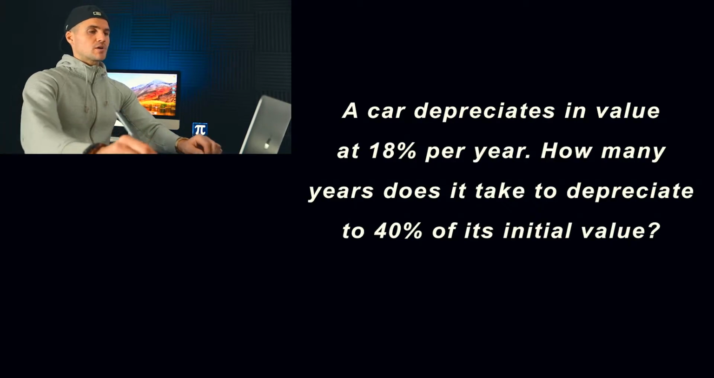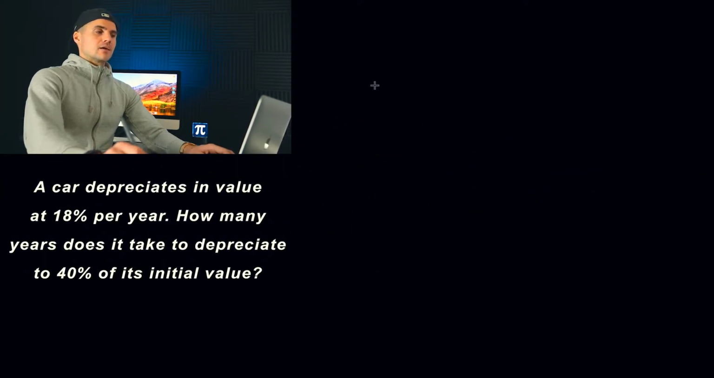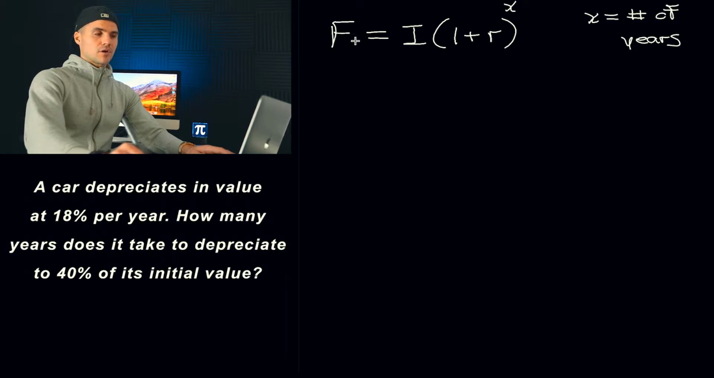So I wanted to do a couple of questions like this where notice in this particular case, we are not given the dollar amount of the car, the initial dollar amount, but we actually don't need it. So just in general, this kind of question is set up like this, right? And then x here is gonna be the number of years. So we got the final amount of the car is gonna be the initial amount, 1 plus r.